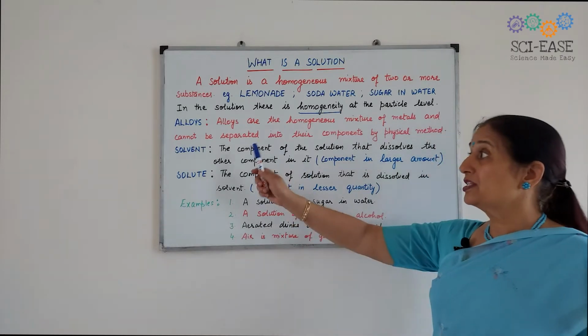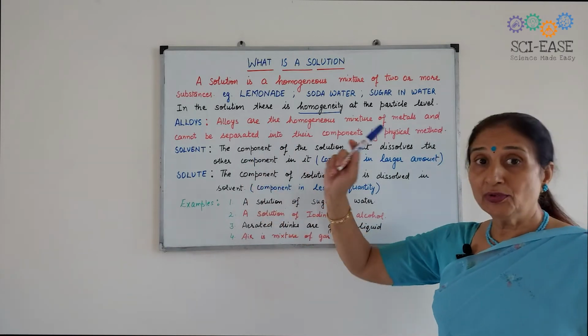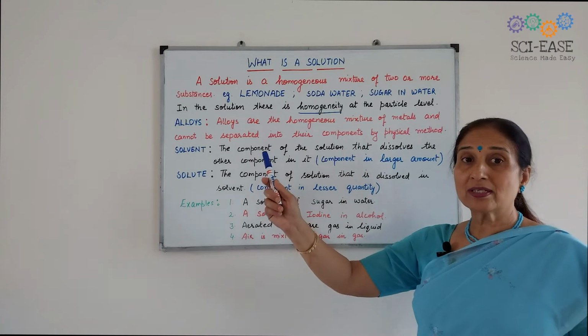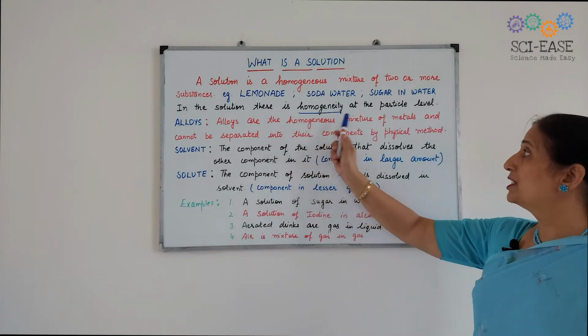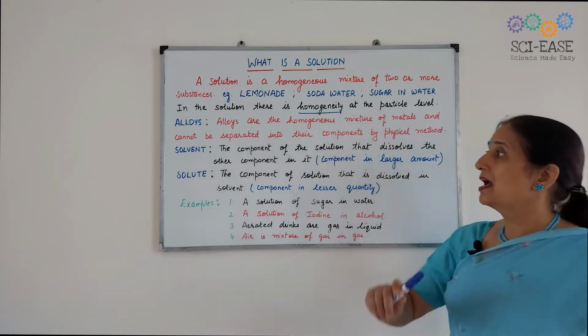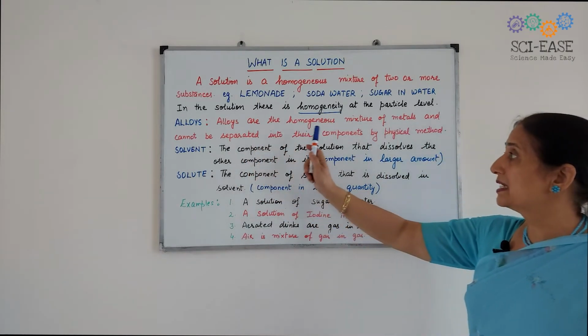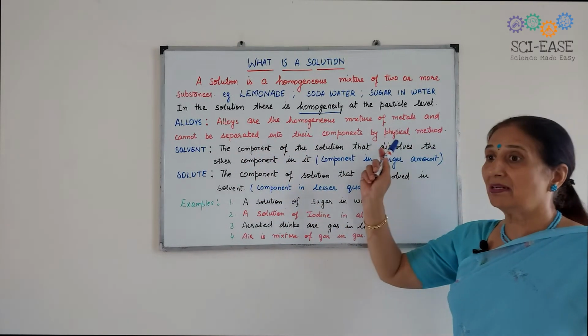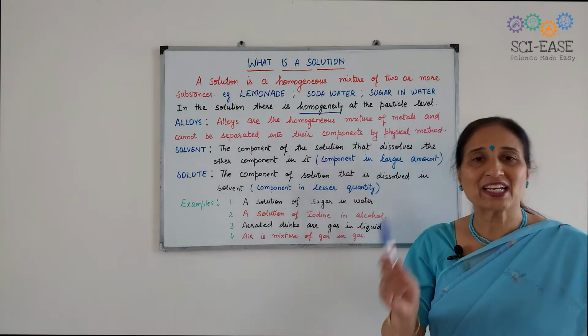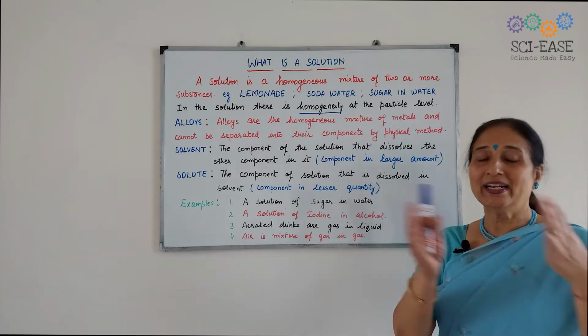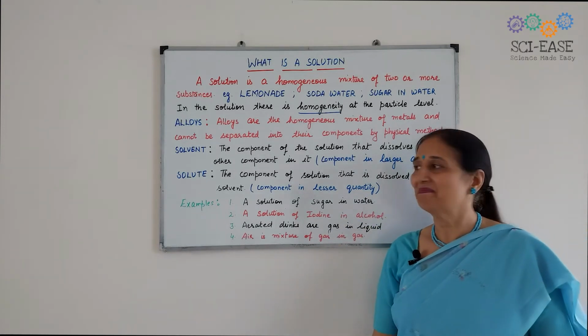So alloys, you should know this term. You will come across this term in higher classes also. Alloys are homogeneous mixtures of metals and they cannot be separated into their components by physical methods, but still they are mixtures. Solid and solid, in molten state.